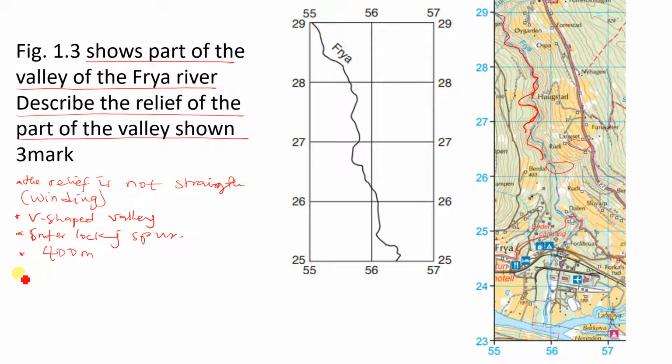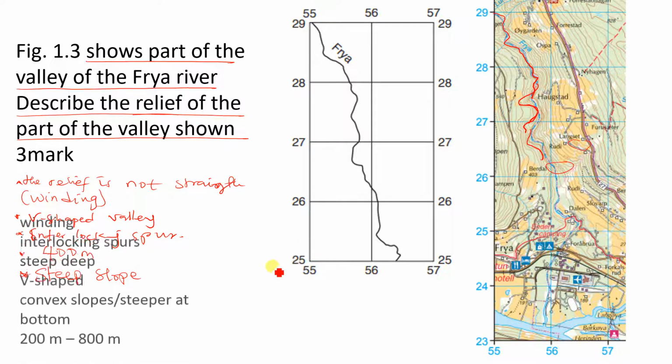So another thing that you can bring in, because they relate it to a relief, you find out that the contours are close to each other. So it is a steep slope. It also has a steep slope because the contours are quite close to each other. So that's it. That is it.